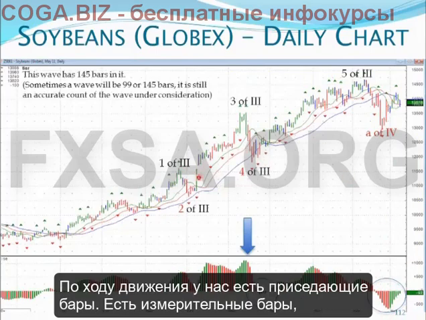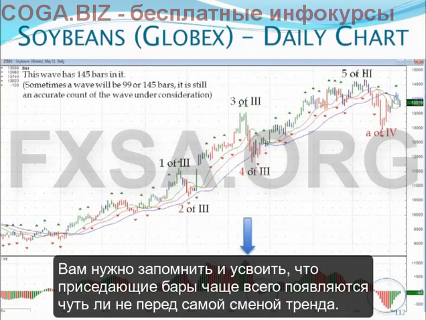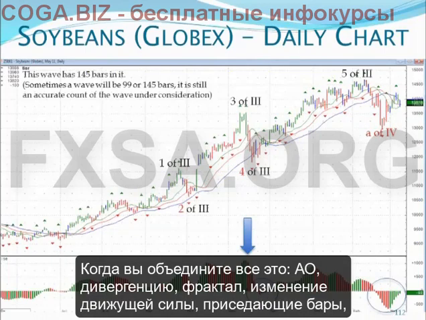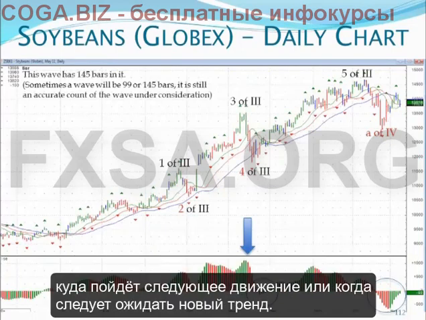Along the way we have squat bars, measuring the squats. We have bottom bars, trend ending, trend ending. So what you're going to notice in the grains many times is squat bars will be present quite a bit right before a change in trend. So when you put all these together, you've got the AO, you've got divergence, you've got a fractal, change in momentum, and a squat bar, and you put your indicators on top of that, it's going to give you very good placement for knowing where to expect the next trend to be.